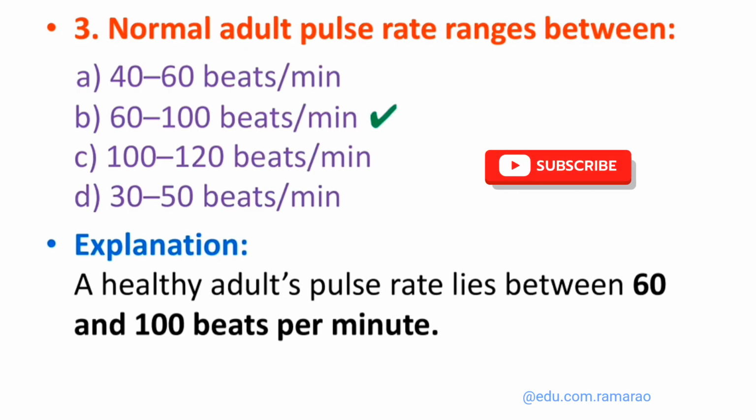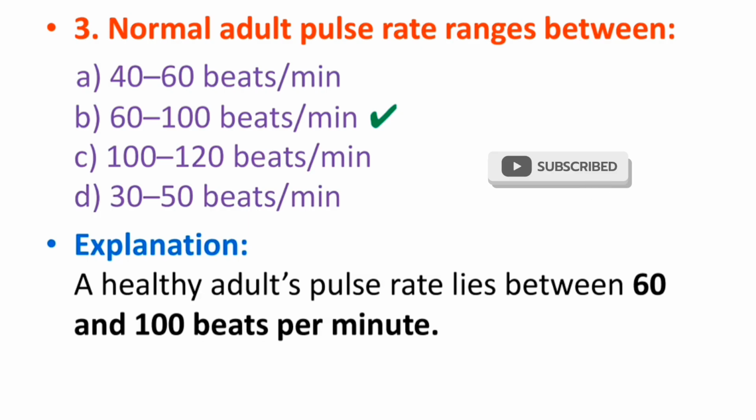Normal adult pulse rate ranges between option A 40 to 60 beats per minute, option B 60 to 100 beats per minute, option C 100 to 120 beats per minute, option D 30 to 50 beats per minute. The correct answer is option B, 60 to 100 beats per minute. A healthy adult pulse rate lies between 60 and 100 beats per minute.